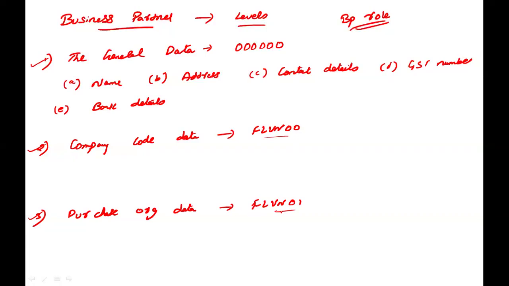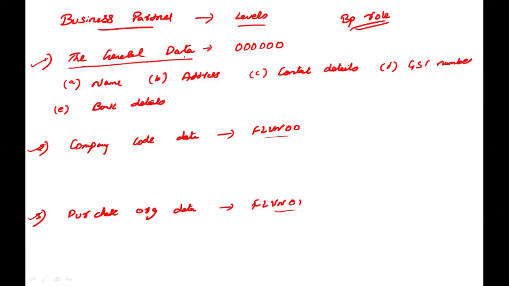Now, once you go to the 6 zeros and create the general data for the business partner, only the business partner is created. Now it is your decision whether you need to convert this business partner into a vendor, customer or employee. That is left to you.